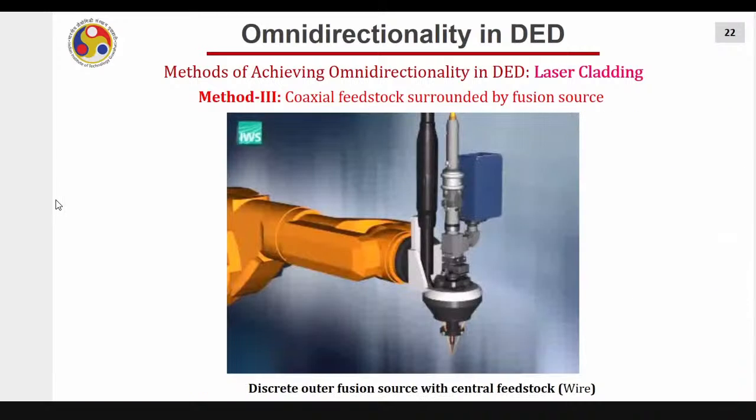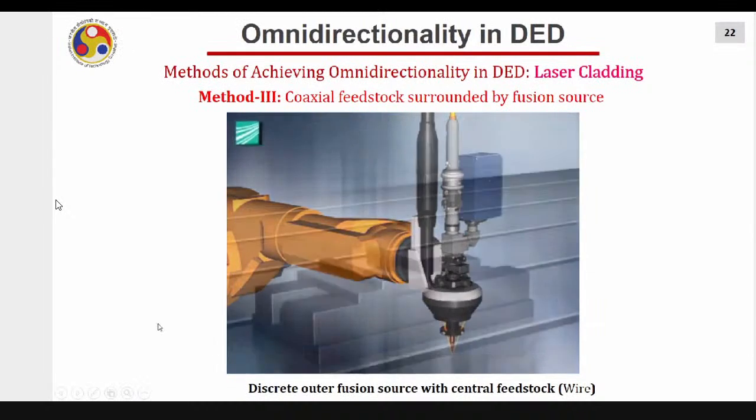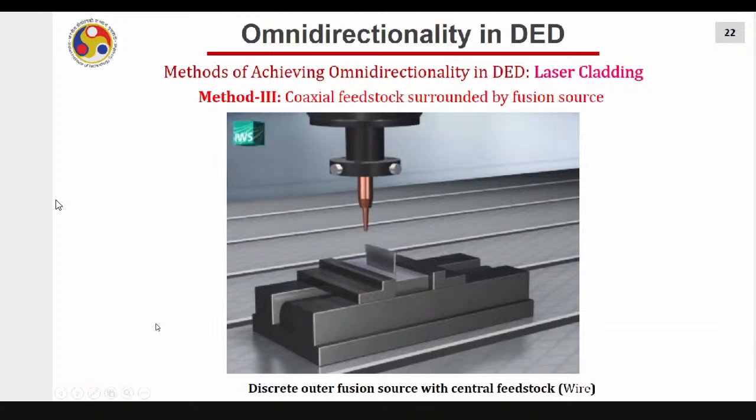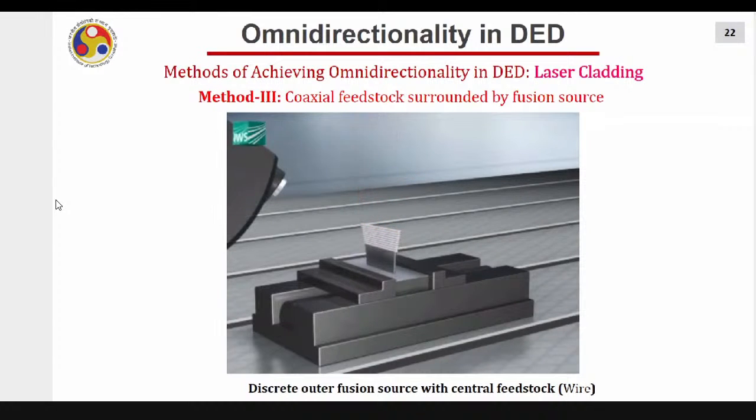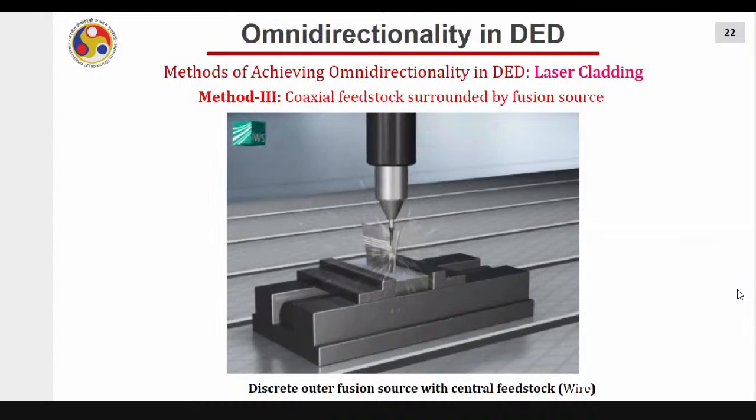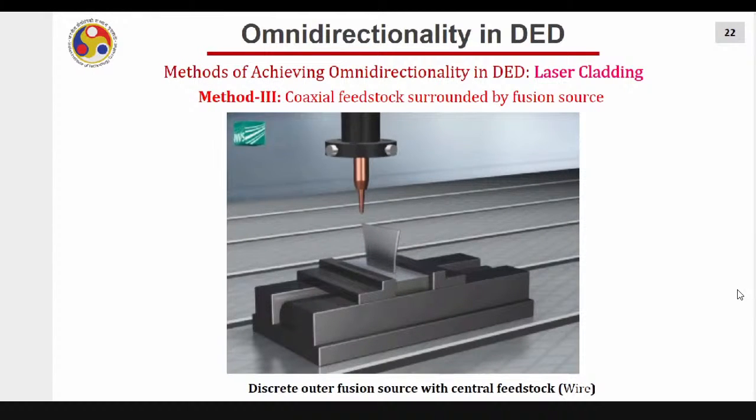This is a system developed by Fraunhofer for a wire-based system. You see here, wire is coming from the center and 3 laser beams from 3 sides. There is no other reason than the omnidirectionality here. They call it a coaxial nozzle. And then of course you mill it and continue the process. We are not going to discuss that today. And then again you deposit. Center is the wire. 3 laser beams are creating a molten pool and then feeding the wire. You are feeding the wire from the center.